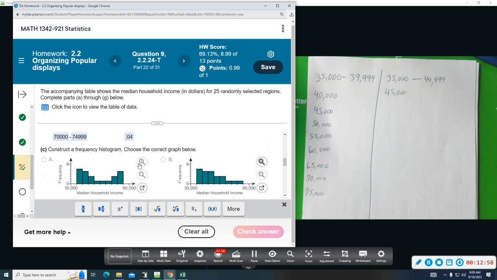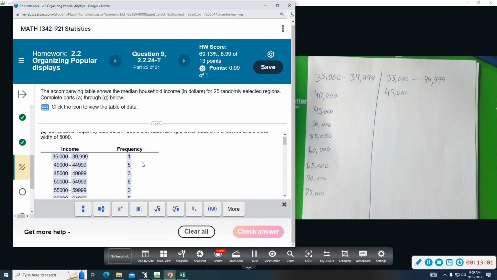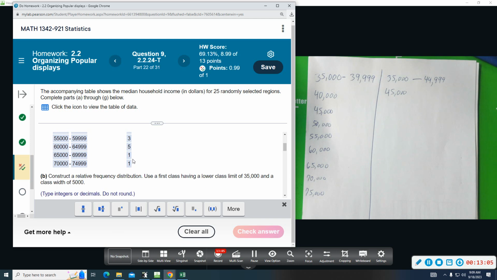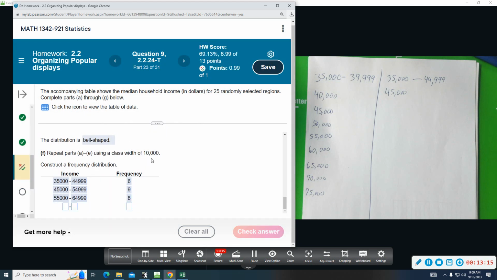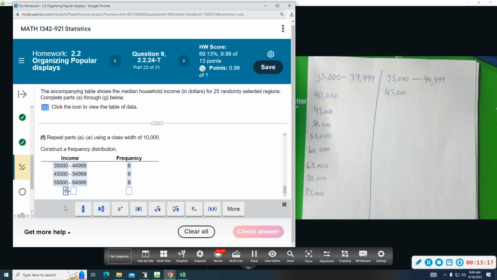So my next two classes would be 3 and 5, so that would give us 8. And my final two would be 1 and 1, would give us 2. So 8 and then 2. 8. And then we're going to go 65 to 74. And there was 2 in those two groups combined.